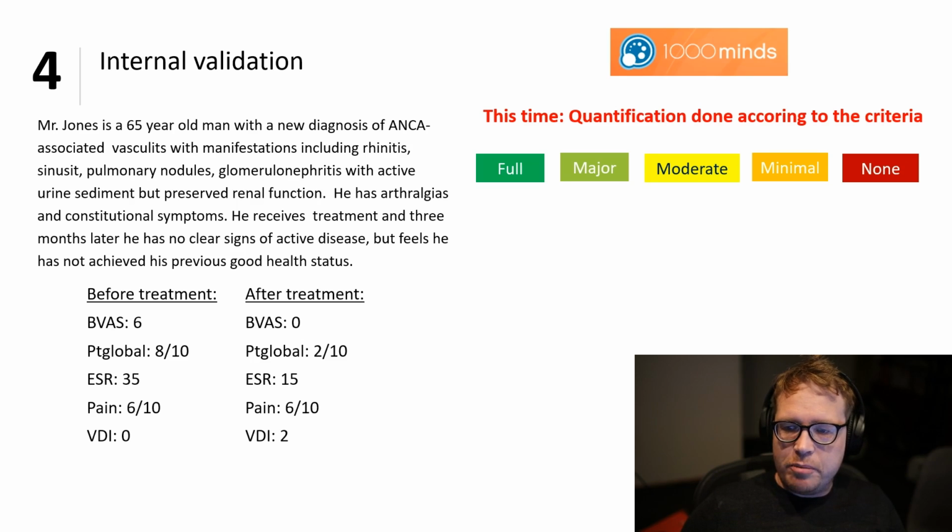The 4th step is internal validation that will be done using the same clinical vignettes. But this time, quantification of the response will be done using the new criteria rather than basing it on expert opinion. Agreement between consensus response quantification by the experts in step 2 at the expert panel meeting and according to the new criteria will be calculated.